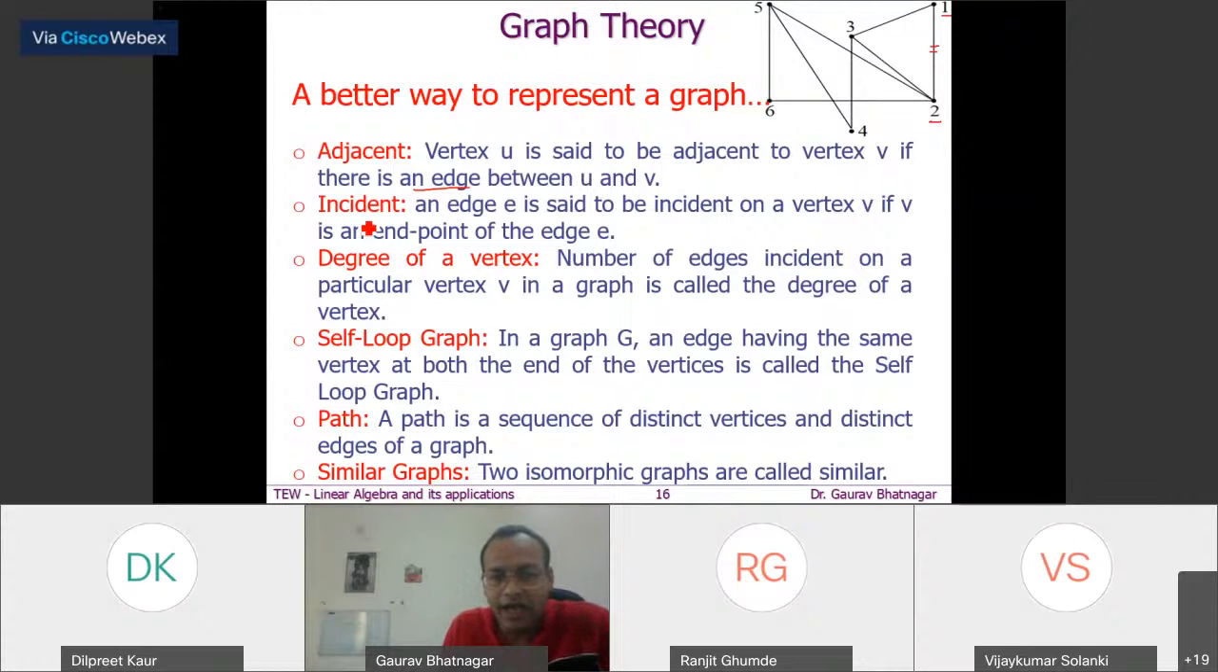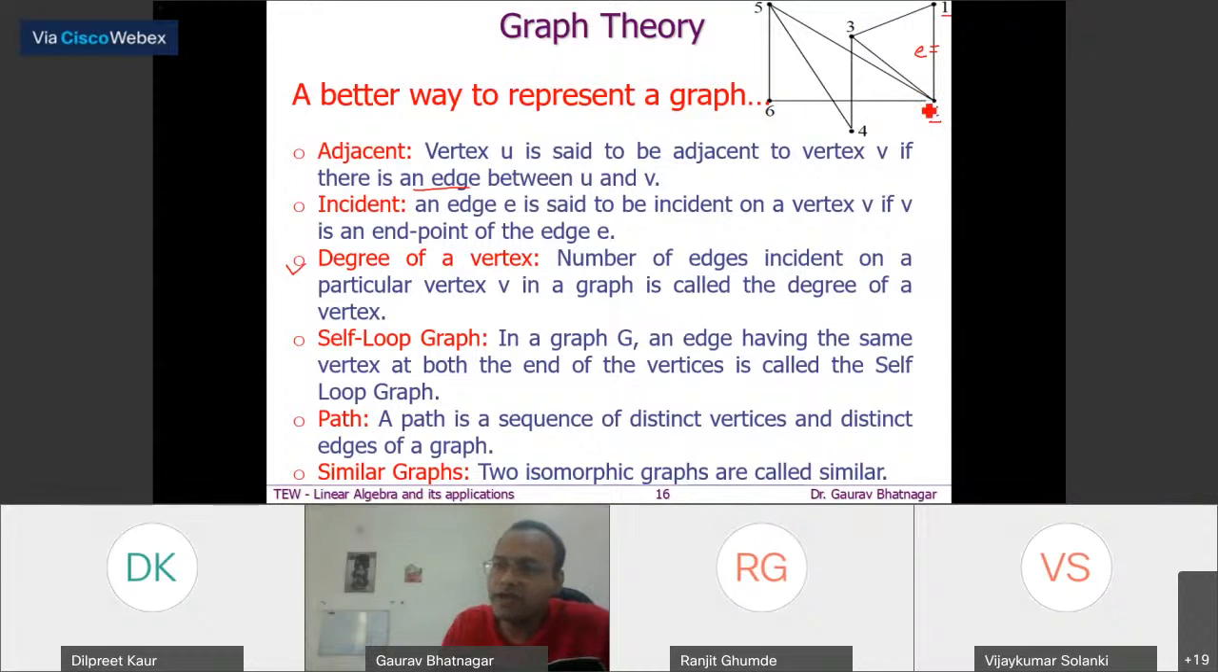Incident means an edge E is said to be incident on vertex V if V is the endpoint of E. It doesn't matter whether it's a starting point or the terminal point, but it has to be an endpoint. Like if I take this as E, this edge E is incident on both 1 and 2, because 1 is one of the endpoints and 2 is again one of the endpoints. Now degree of a vertex: the number of edges incident on a particular vertex V in a graph is called the degree of a vertex.